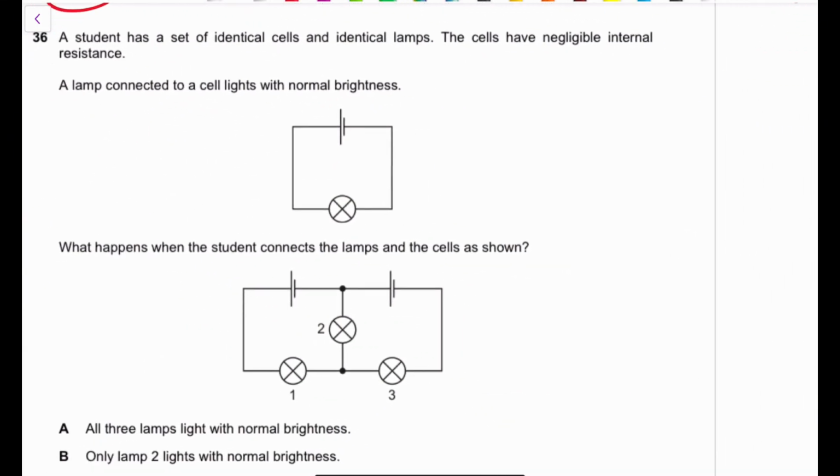A student has a set of identical cells and identical lamps. The cells have negligible internal resistance. A lamp is connected to a cell with normal brightness. What happens when the student connects the lamp and the cells as shown?